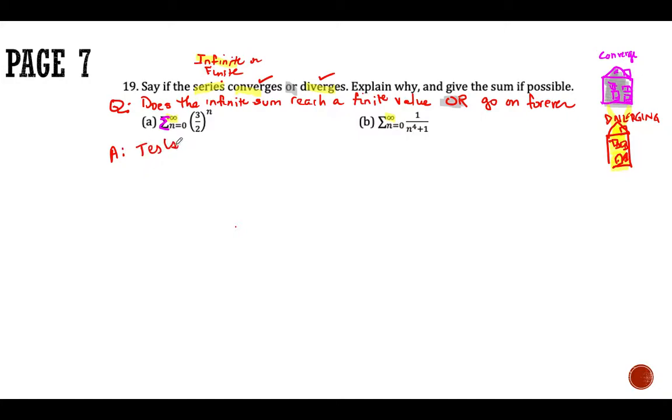First, you have to run tests on your series. The first test that you always run is the nth term test. If your terms as you go to infinity don't go to 0, as n goes to infinity, you are definitely going to bust out the house.